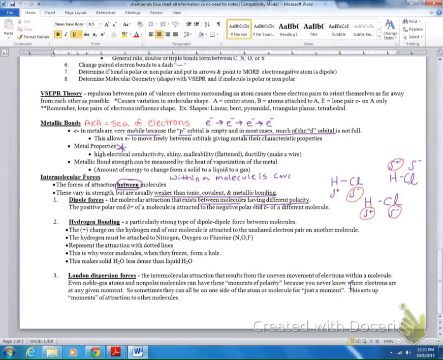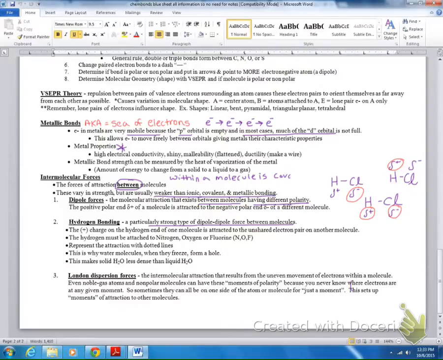Our next type of intermolecular force is a hydrogen bond. So hydrogen bonding is a particularly strong type of dipole-dipole force between molecules. The positive charge on a hydrogen end of one molecule is attracted to the unshared pair of electrons on another molecule. The hydrogen must be attracted to a nitrogen, oxygen, or fluorine, so I like to shorten that and say NOF, on another molecule. We represent hydrogen bonds with dotted lines.